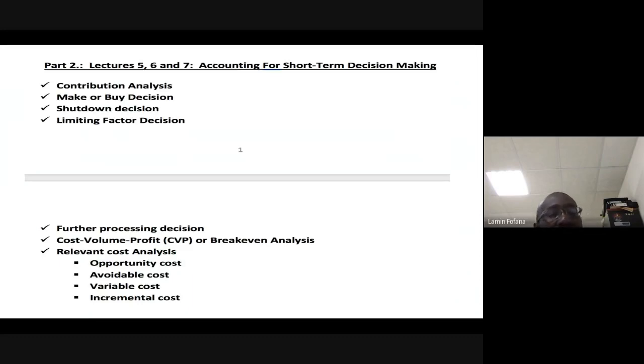The next topic we'll look at is further processing decision. Further processing decision is about, do you sell a work in progress product, or do you process it further? Do you add value to it and sell it at that level? This is very, very typical in an African situation.